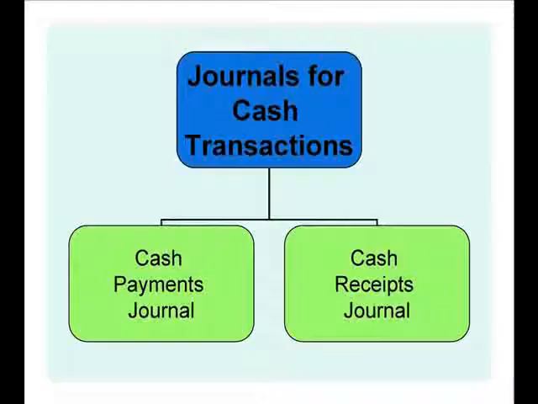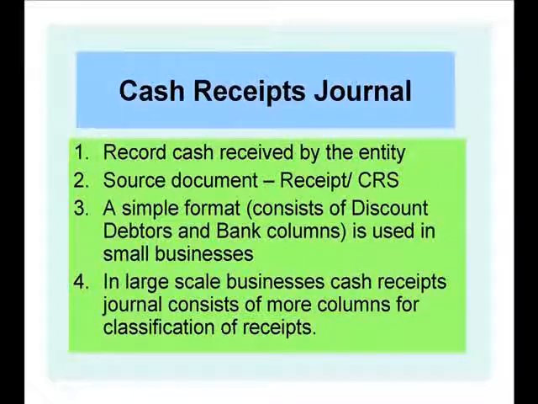First, the journals for cash transactions. For cash transactions, as you have observed, there are 2 journals. One is the cash payments journal and the other one is the cash receipts journal. The cash receipts journal records cash received by the entity. Source document is the receipt or cash receipt slip. There are 2 formats. One is the simple format, which consists of a discount column, debtors column and bank column.